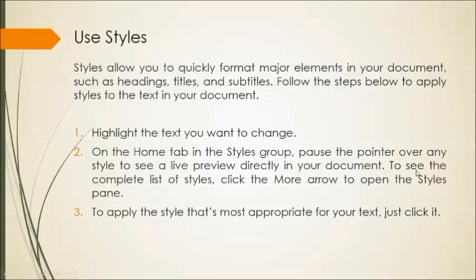So, use styles. Styles allow you to quickly format major elements in your document, such as headings, titles, and subtitles. Follow the steps below to apply styles to the text in your document. Number one, highlight the text you want to change. Number two, on the Home tab in the Styles group, pause the pointer over any style to see a live preview directly in your document. To see the complete list of styles, click the More arrow to open the Styles pane. And number three, to apply the style that's most appropriate for your text, just click it.